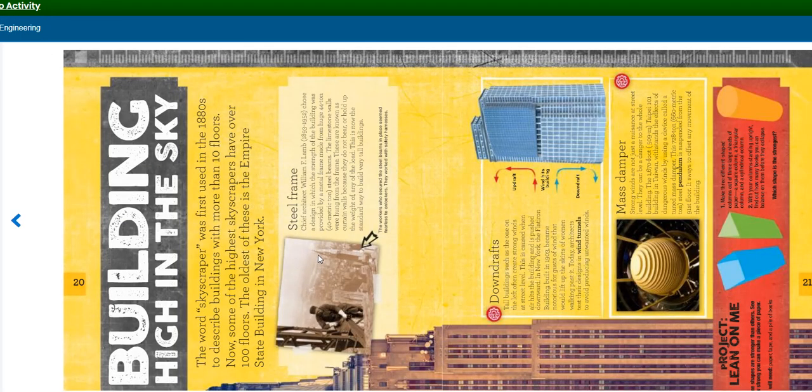So this page is sideways, but I'm sure if I turn my head, I'll be able to read this one. It says, building high in the sky. The word skyscraper was first used in the 1880s to describe buildings with more than 10 floors. Now, some of the highest skyscrapers have over 100 floors. The oldest of these is the Empire State Building in New York. We saw that one earlier. Of course, certainly not the tallest anymore, but it was at one time.